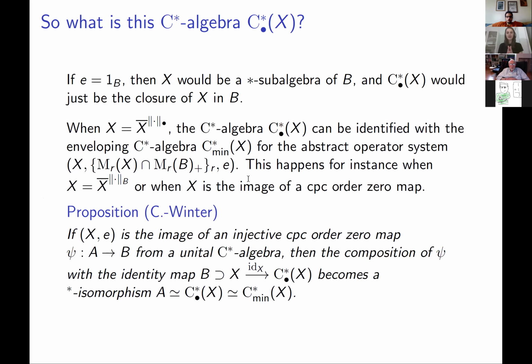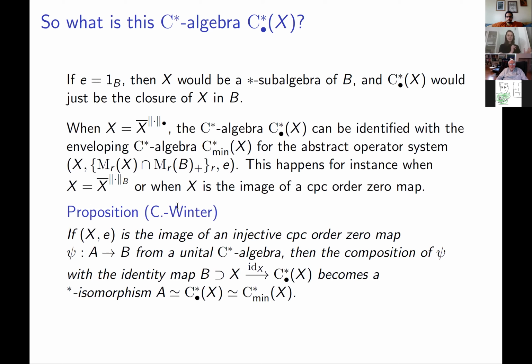So X is actually closed in this bullet norm, for instance, when X is already closed in B, or when X is the image of a CPC order zero map. And another instance where we can tell you really concretely what this C-star bullet of X is, is if X and E was already the image of an injective CPC order zero map.